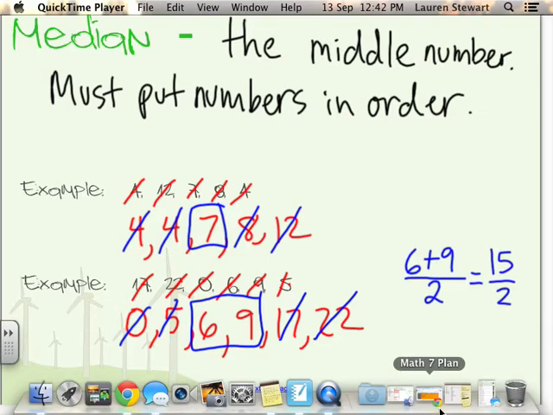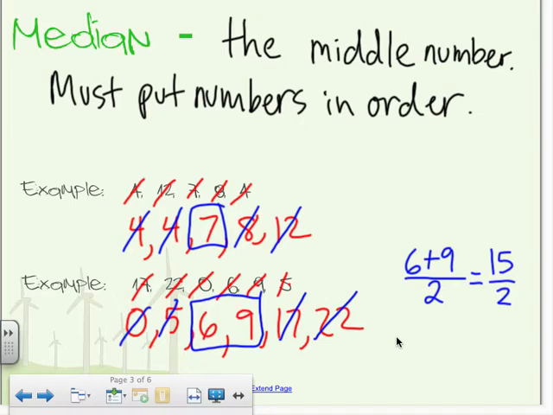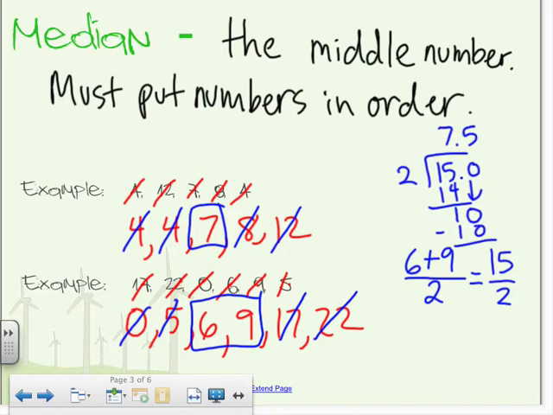So if I'm doing 15 divided by 2, you may just know that's 7.5, but you could also do it out, okay? So 2 goes into 15 7 times, 1 left over. Remember, you can always bring a 0 down, add my decimal point, and I get 7.5 is the median for that second example.